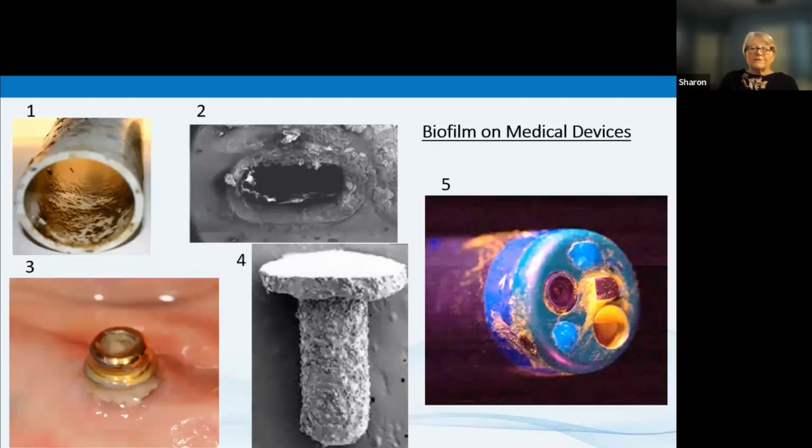So on this slide, number 1 is biofilm inside a medical device. Number 2 is biofilm on an indwelling urinary catheter. Number 3 is biofilm around a dental implant. That's gross. Number 4 is part of a titanium hip implant that's covered in biofilm. And number 5 is the distal tip of a colonoscope with biofilm on it. Now, the fluorescence is just used to help us see that biofilm better.